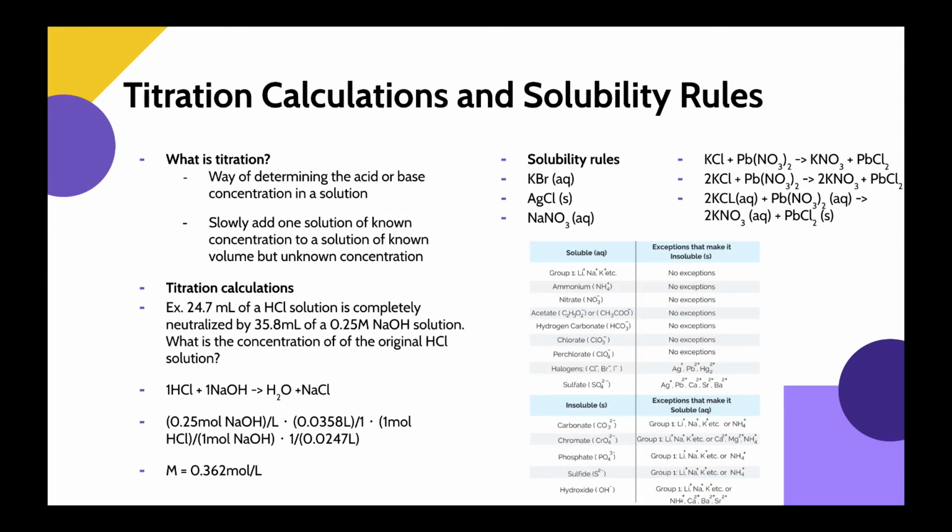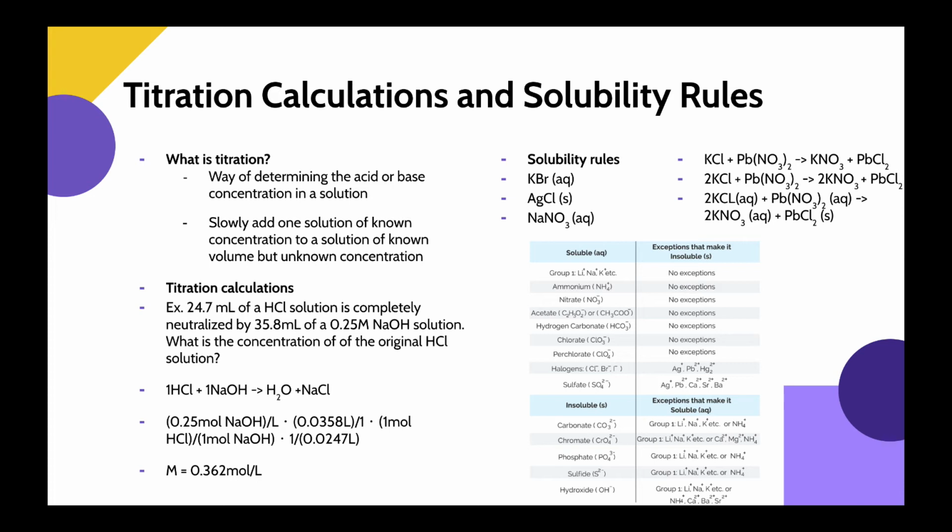Now we will be discussing titration calculations and solubility rules. First off, what is titration? Titration is a way of determining the acid or base concentration in a solution by slowly adding one solution of known concentration to a solution of a known volume but unknown concentration.